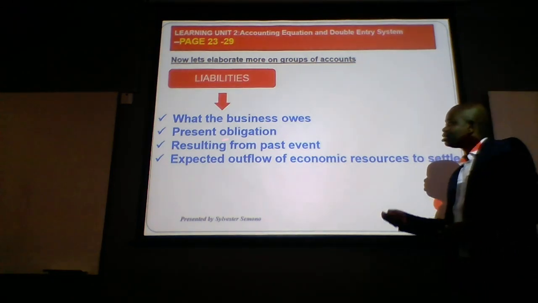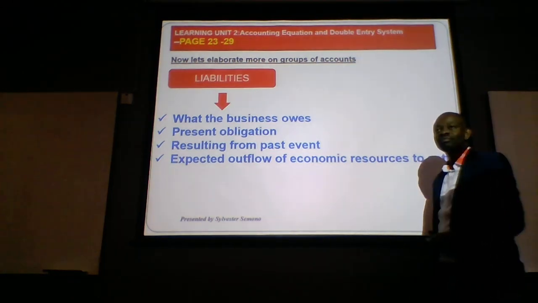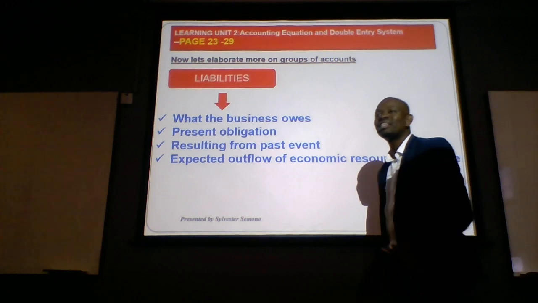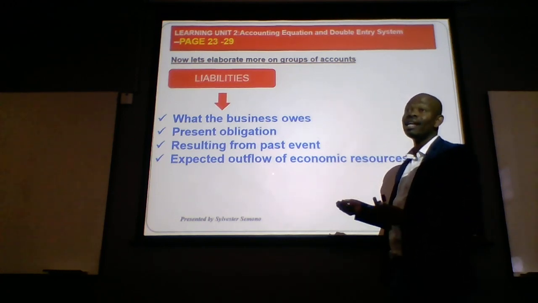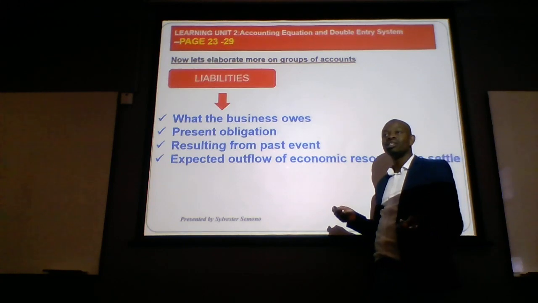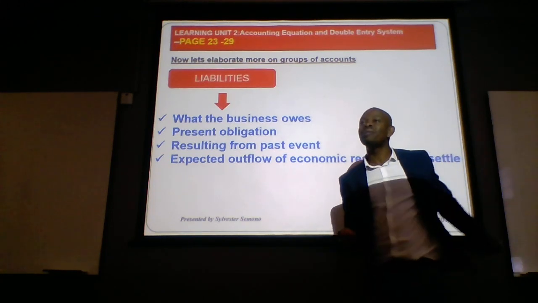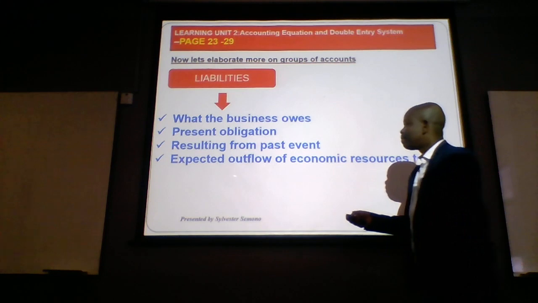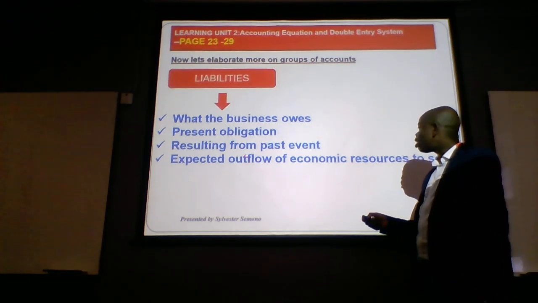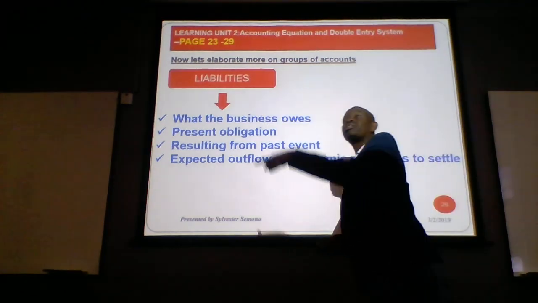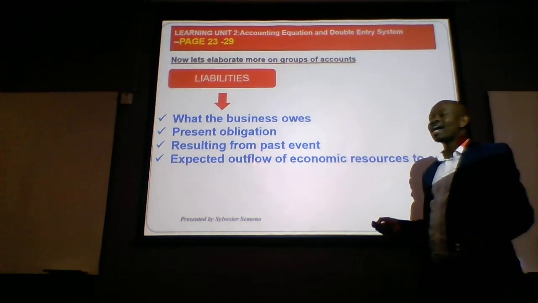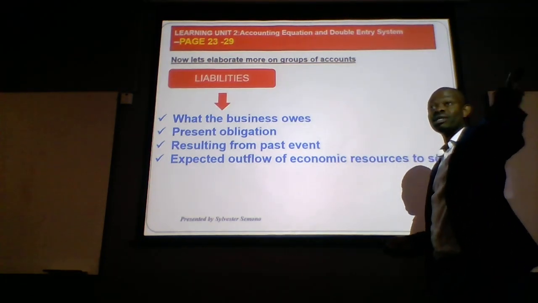Liabilities, like we said, what the business owes is a present obligation, meaning I committed myself. I owe, I gave, past. So obviously for me to owe you, it means something happened before, okay? But this one is going to have outflow of what? Economic benefits, because you're going to pay money out. So that's why we say outflow, unlike assets, we say inflow.